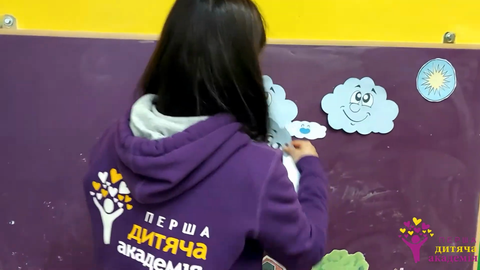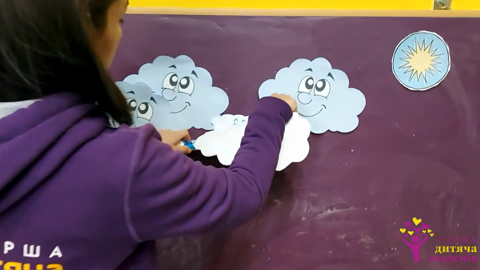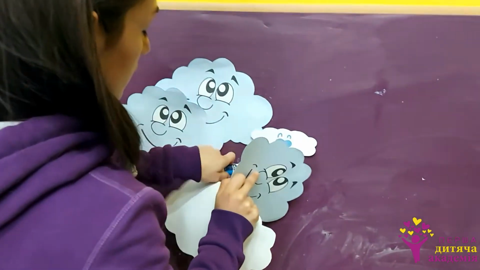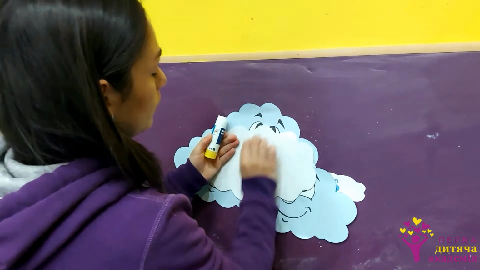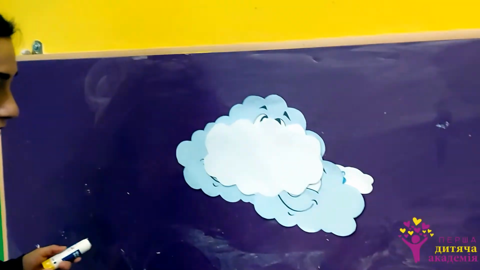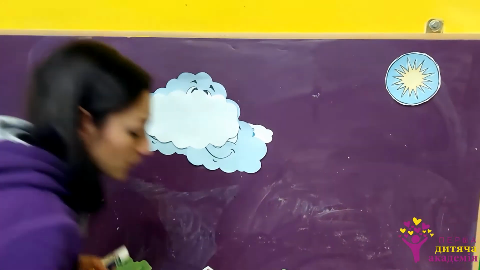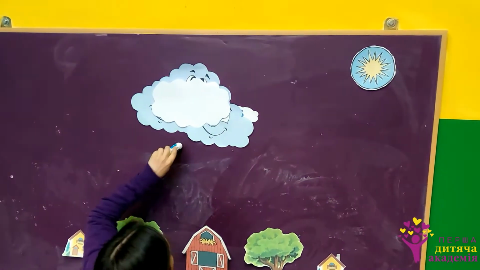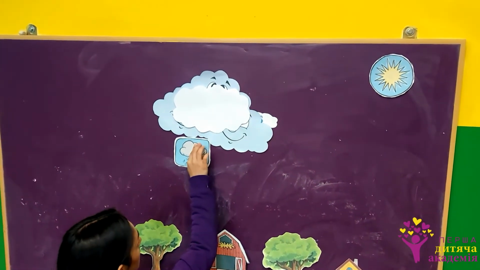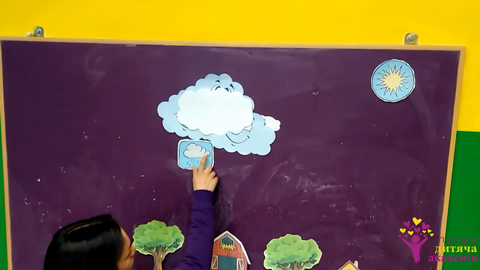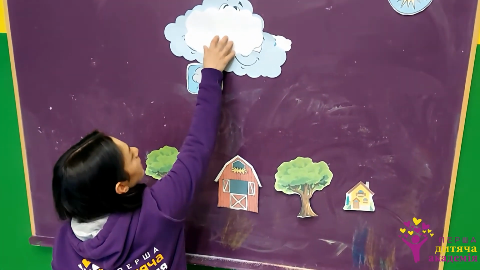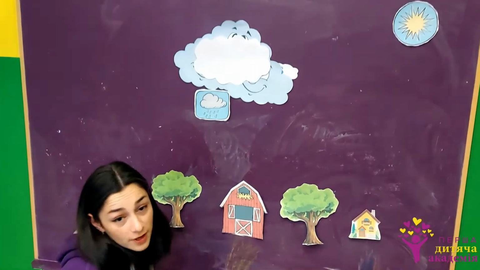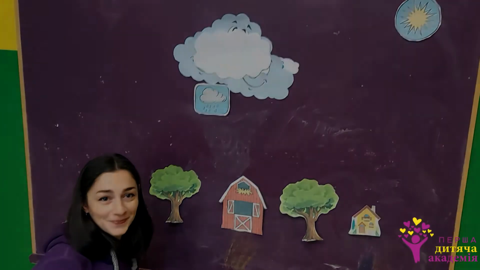They gathered together and became a very big rainy cloud. And after some time, it started to rain, because rain comes from the clouds. So all the clouds made one big rainy cloud, and the rain began.